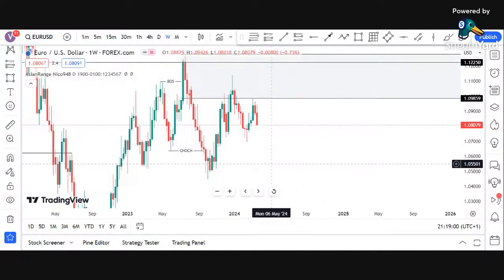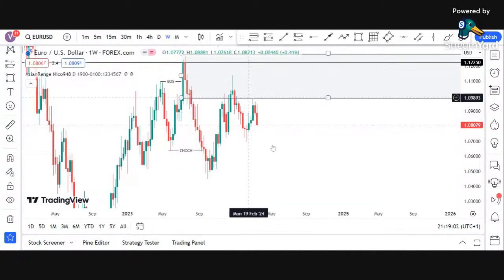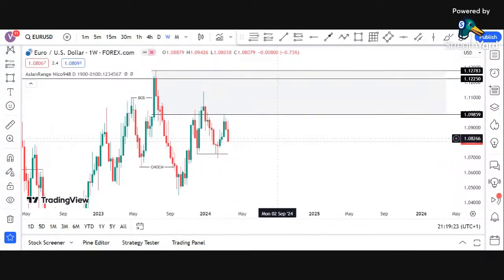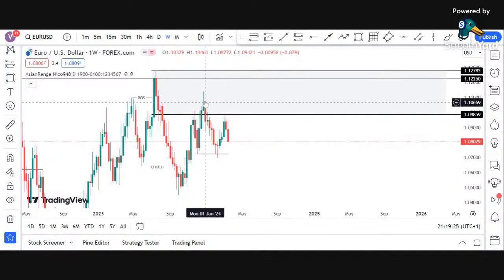So although in the weekly time frame we are not seeing a change, we have not seen a change of character to the downside yet. Why did I say so? Because this is not a change of character, because there's no candle close below that level. So this could be a liquidity grab. So don't take it as a change of character. All right, so this is not a change of character on the weekly time frame.